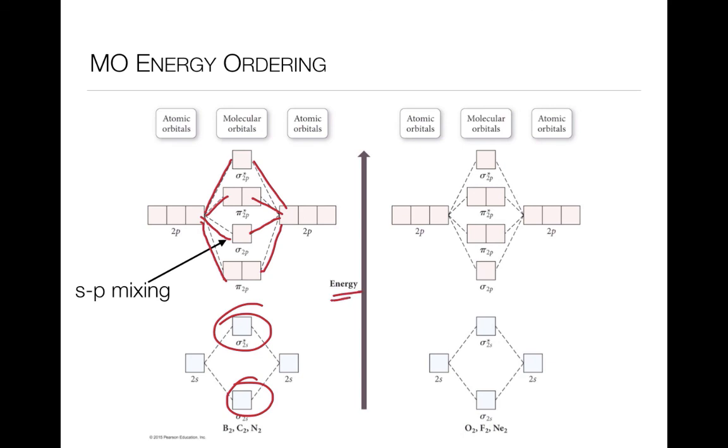And then if we look at oxygen, fluorine, and neon here, everything kind of goes in the order we might expect. We have our sigma down here, pi 2p star, and then sigma star 2p. And so all of those go up there. So the only real way to get these orders is to memorize them. There's no easy way to figure out what they are.